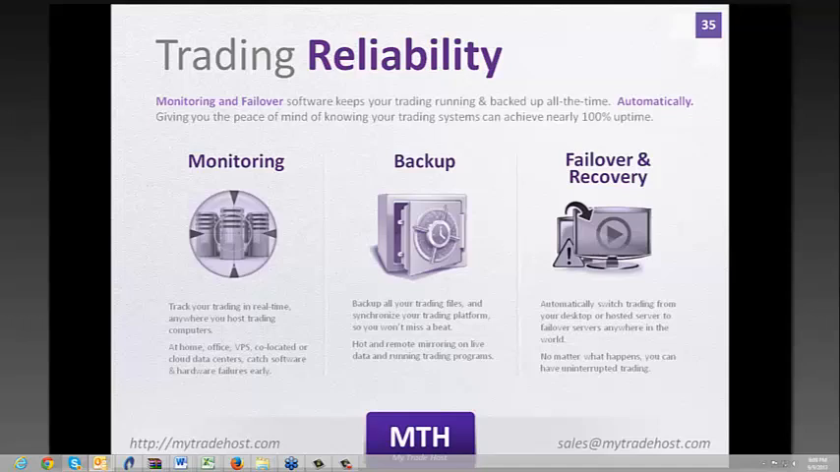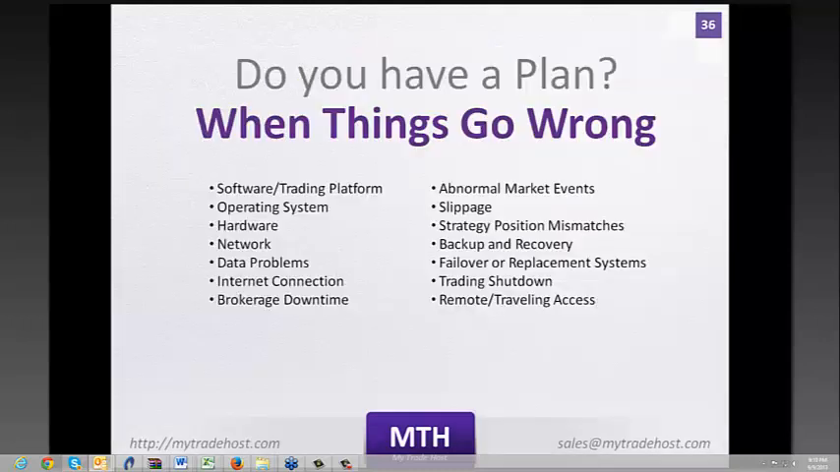And most of all, we can help our clients develop their plan for when things go wrong, whether it's software, trading platforms, operating system, hardware, network, data problems, internet connection, brokerage downtime, abnormal market events, slippage, strategy position mismatches, backup and recovery, failover or replacement systems, trading shutdown, remote or traveling access. All of these issues we can help them with.